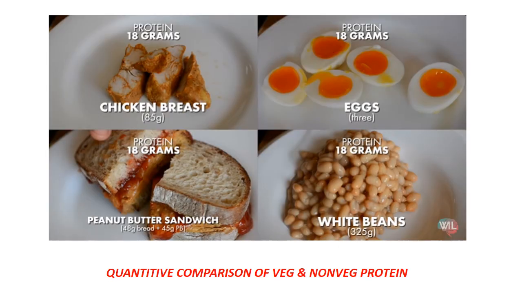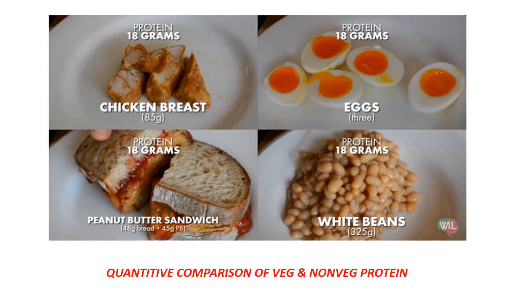So here we can see a quantitative comparison between protein from vegetable sources and non-vegetable sources. Here the quantity of protein is fixed, and the question is how much food we need to take to get an equal amount of protein. In some experiment and analysis, it is fixed at 18 gram protein. To get it we need to consume 85 gram chicken, or 3 eggs, and in the case of peanut butter with bread, we need 48 gram bread with 45 gram peanut butter to get 18 gram protein.